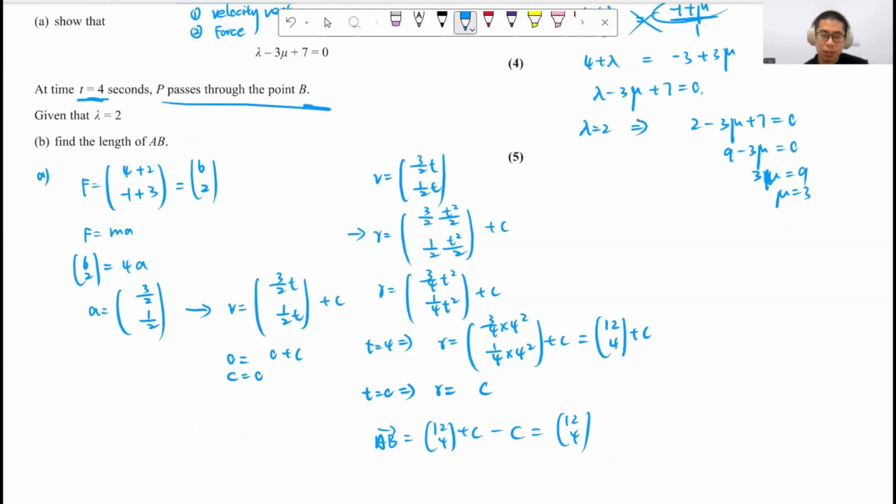So the length of AB is just the magnitude. You can just do the square root of 12 squared plus 4 squared. Then that will be the answer. So the square root of 12 squared plus 4 squared, put into the calculator, will be 4 root 10. Then that will be our final answer.